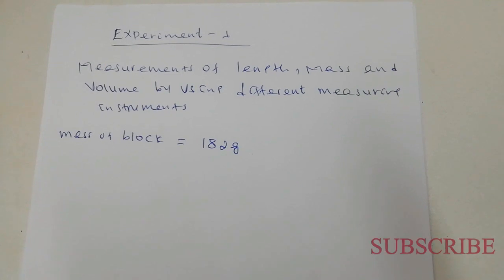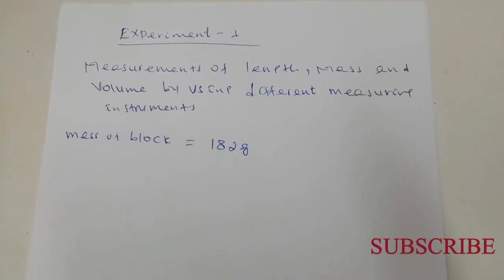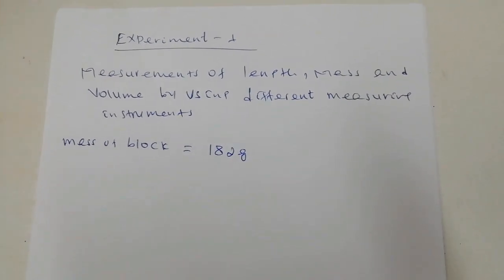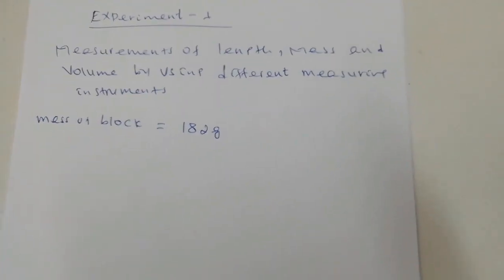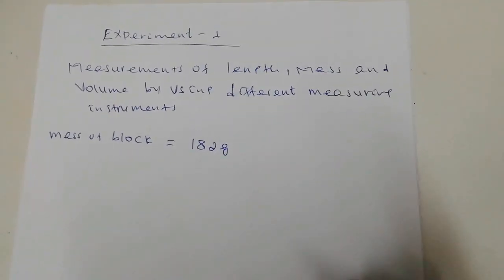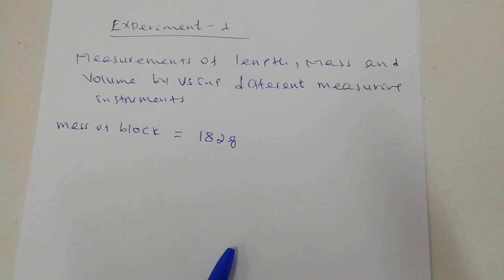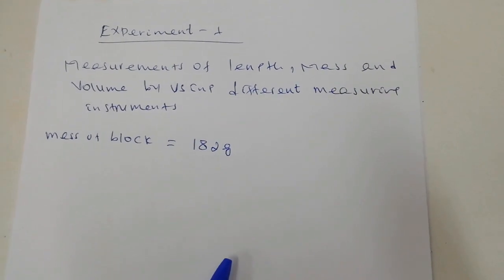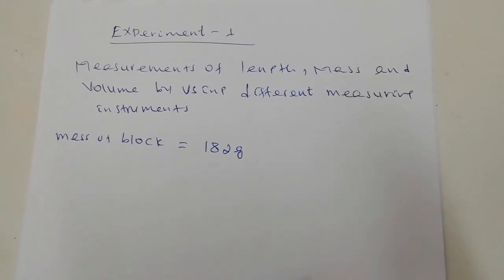There are different types of measuring apparatus, for analog and digital balances, and you use them in different ways. Let us proceed to how to measure the length of an object using different apparatus.